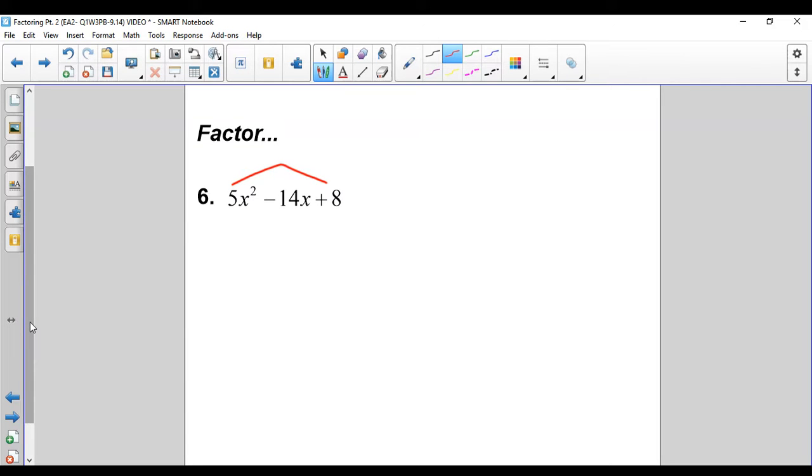Multiply first and last, a and c. We get 40. Factors of 40 that add up to negative 14 are negative 4 and negative 10. Rewrite the first term, 5x squared. Rewrite the middle term in terms of the factors that you found. I'm going to switch them around just because. It'll be minus 10x minus 4x, just showing you that it doesn't matter the order. I rewrite the last term, plus 8.